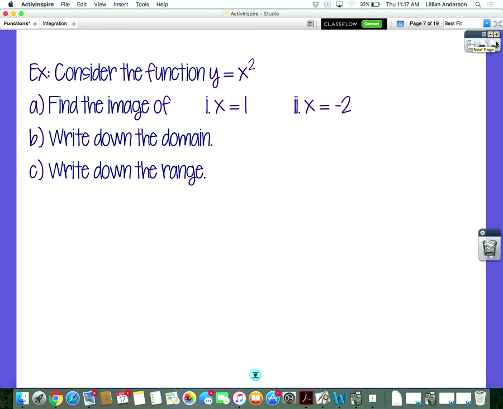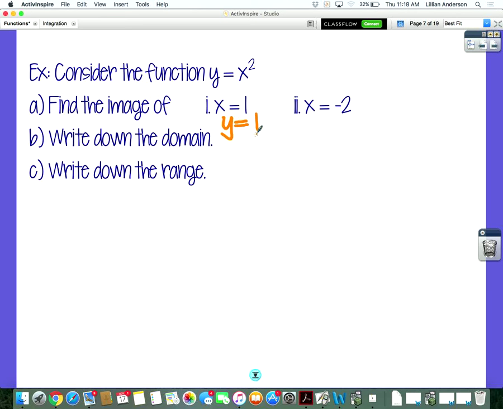Very simple, very basic. However, I don't want to complicate it any. Consider the function y equals x squared. Find the image of x equals 1. Image means what? What does image mean? What type of value? The dependent variable. So basically, we were trying to find the dependent variable value for y. So we're going to plug in 1. What's 1 squared? So our image is 1.